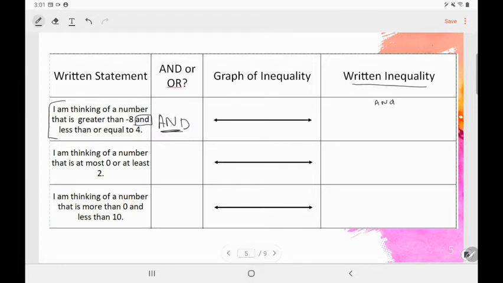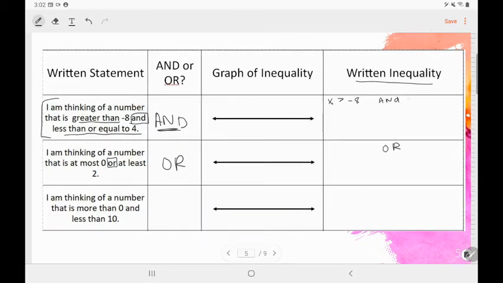And I could look at most of the rest of these. I'm thinking of a number that is at most 0 or at least 3, and I need to use the word "or" in my inequality. I need to have those written down. So let's go back to the first example, and it says a number that is greater than -8 and less than or equal to 4. Well, it doesn't matter what variable we use to represent my number, but I just need to be consistent. So x is greater than -8, and I'm going to use the same variable again. X is less than or equal to 4. Now, if I put this on my number line, let's go ahead, -8 and all the way up to 4.